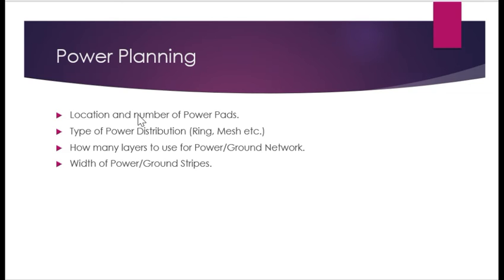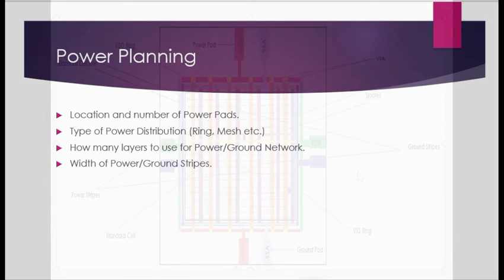We can decide the location and number of power pads. We can decide what kind of power distribution network to have, whether to have a ring kind of structure or a mesh kind of power ground network, or how many layers we should dedicate to that network, and what should be the width of those power ground stripes. So all these things we decide during power planning.